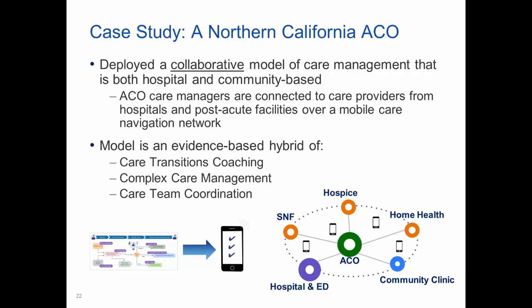So in order to dig a little deeper, let's take the same case study about the Northern California ACO that Grant introduced earlier. They worked with us to create a best-in-class care management model which was truly collaborative, that involved disciplines and members across settings, including the hospital, as well as community-based organizations and post-acute organizations like skilled nursing facilities, home health organizations, and even the safety net community clinic.